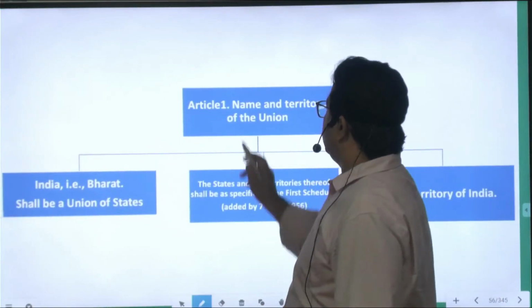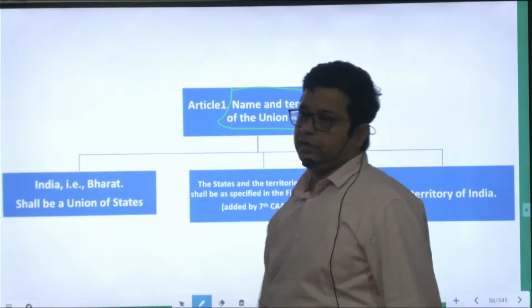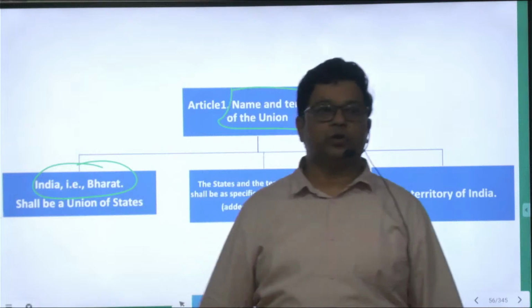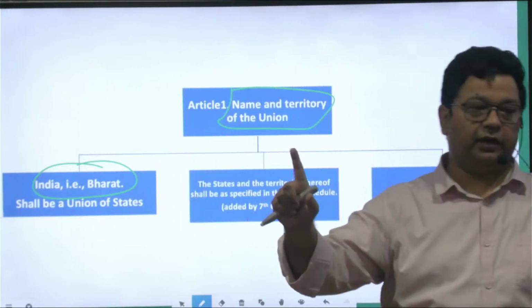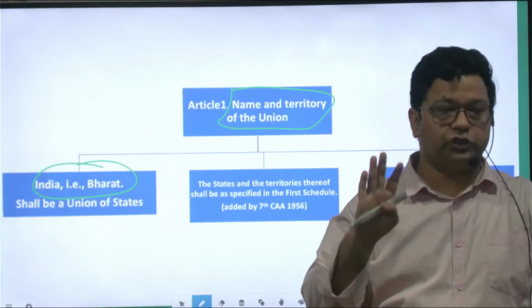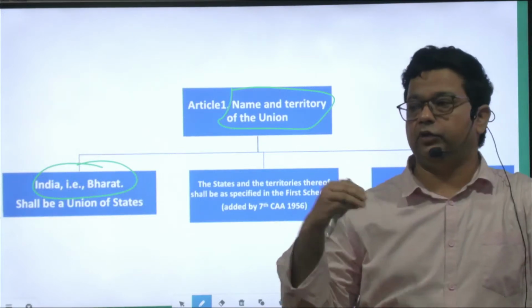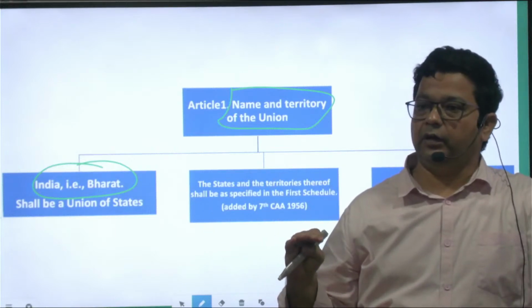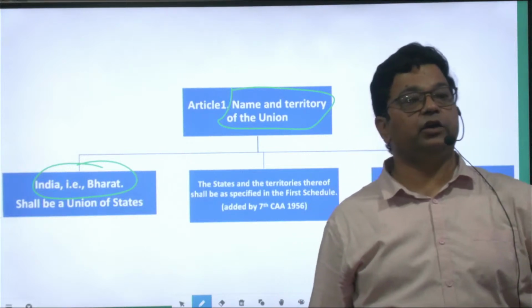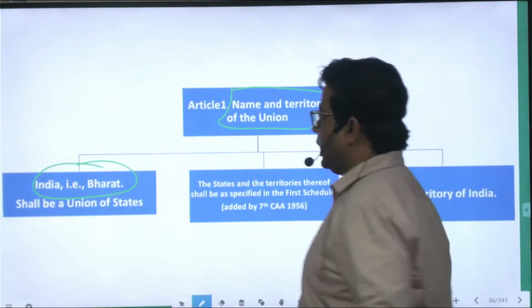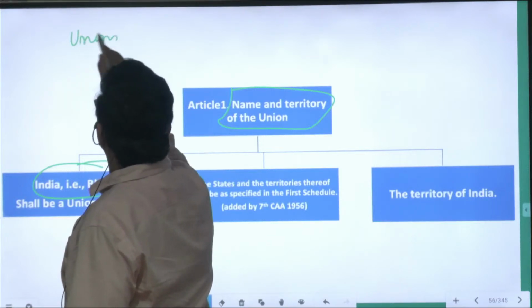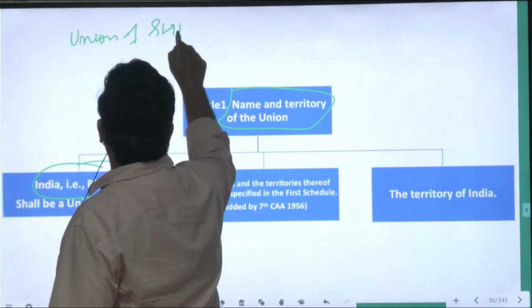So Article 1 talks about the name and territory of the Union. So what is the name of India? Bharat. India has only two names, India and Bharat. Other than these two, India does not have any constitutional name. Whatever others call it, like Hindustan, that has been cultural but not a constitutional name, right? Article 1 talks about two things. Article 1 says that India, that is Bharat, is a Union of States.